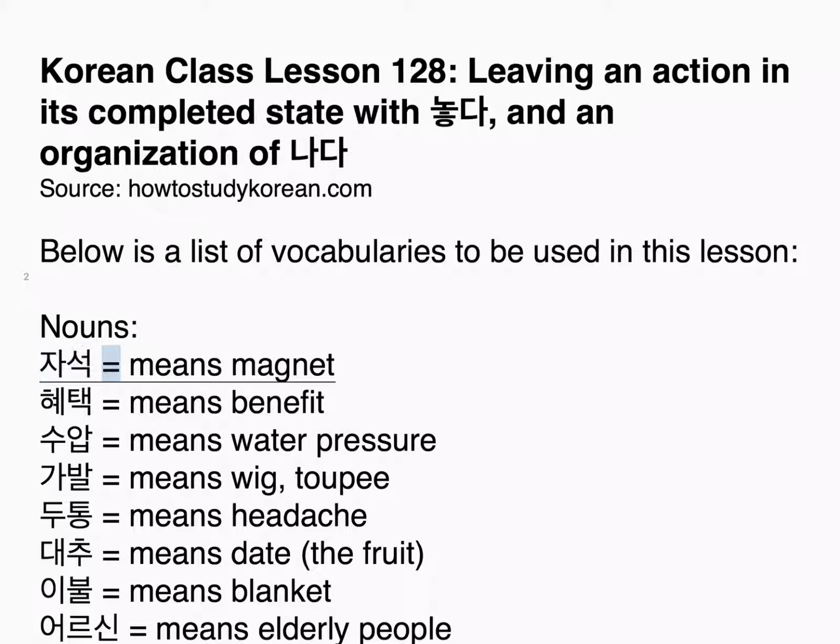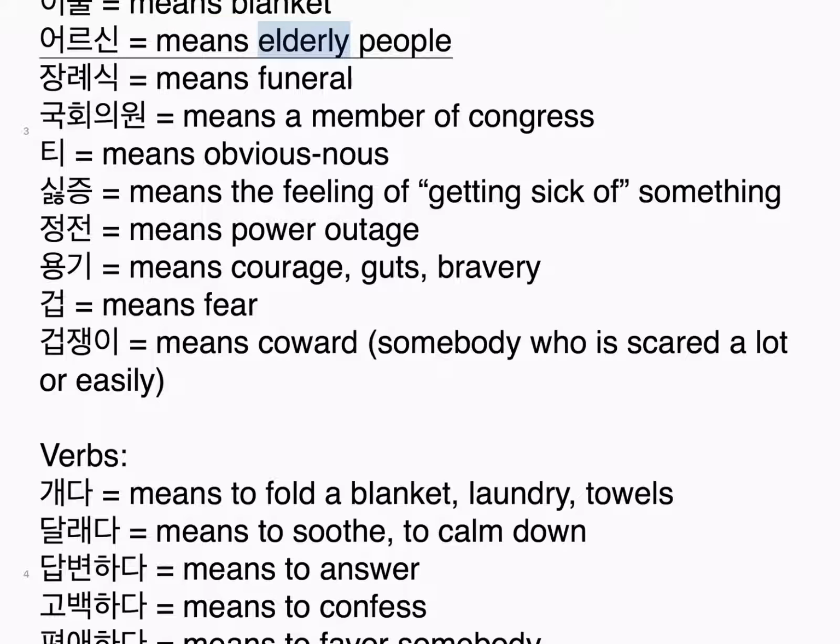Nouns. 자석 means magnet. 혜택 means benefit. 수압 means water pressure. 가발 means wig. 두통 means headache. 대추 means date, the fruit. 이불 means blanket. 어르신 means elderly people. 장례식 means funeral. 국회의원 means a member of Congress.